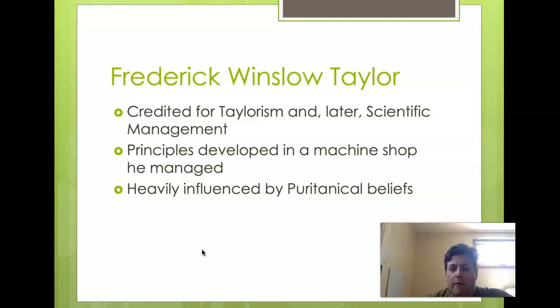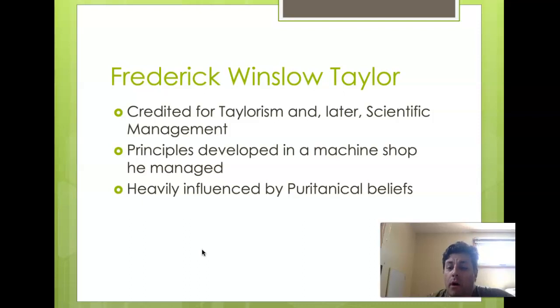corporation. Now, Taylor was working in a machine shop, I believe managing a machine shop, when he developed these principles. He was a religious man, heavily puritanical, and he believed that work was important. Idle hands will do the devil's work is a puritanical cliche.